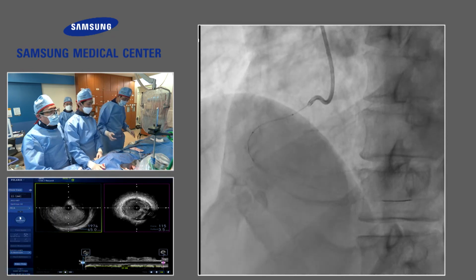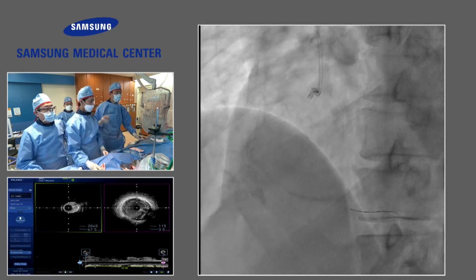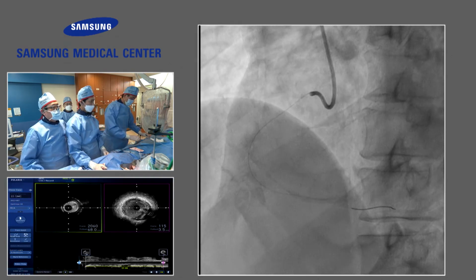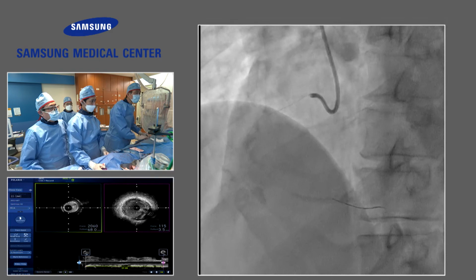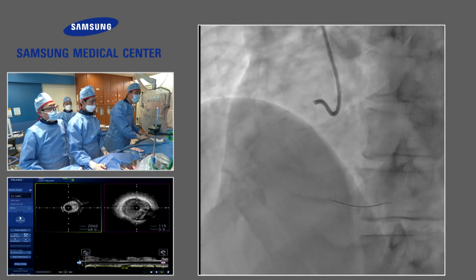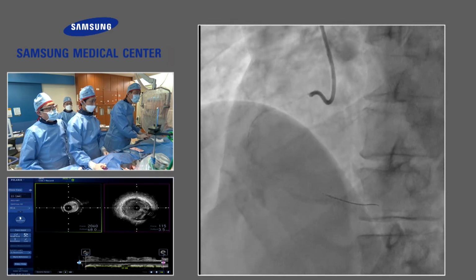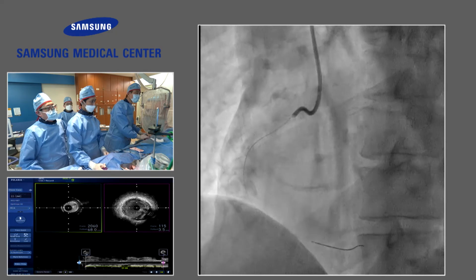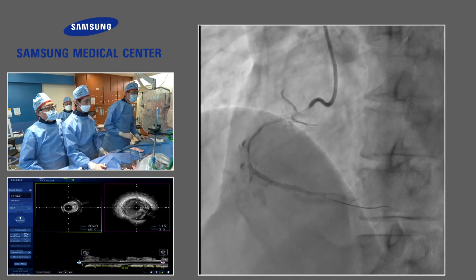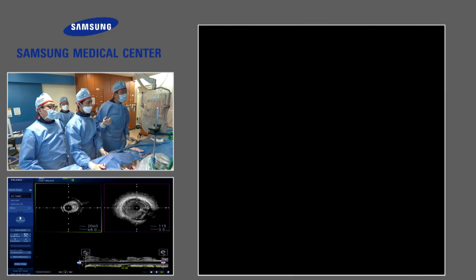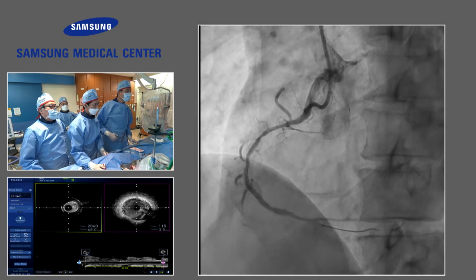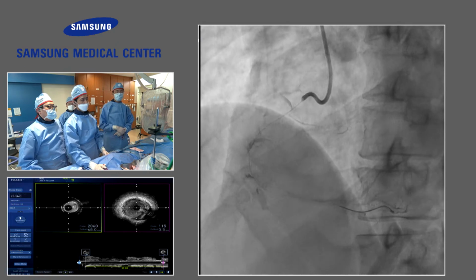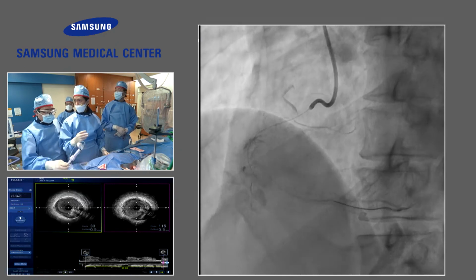Do you prefer angiogram again? Yes, angiography. Okay, same size angio? Sure. 3.0 by 48, Synergy, and we post-dilate.